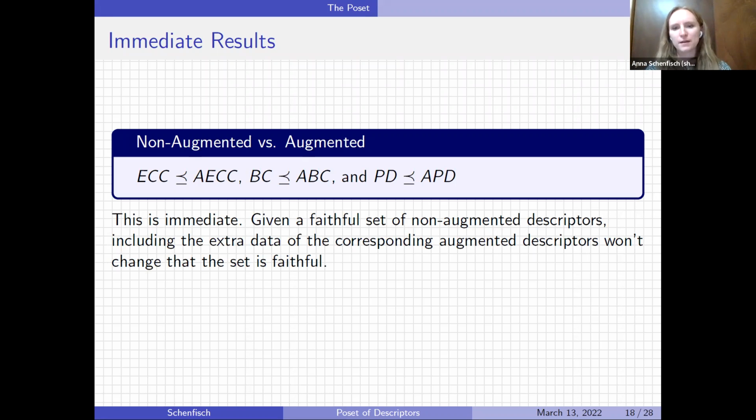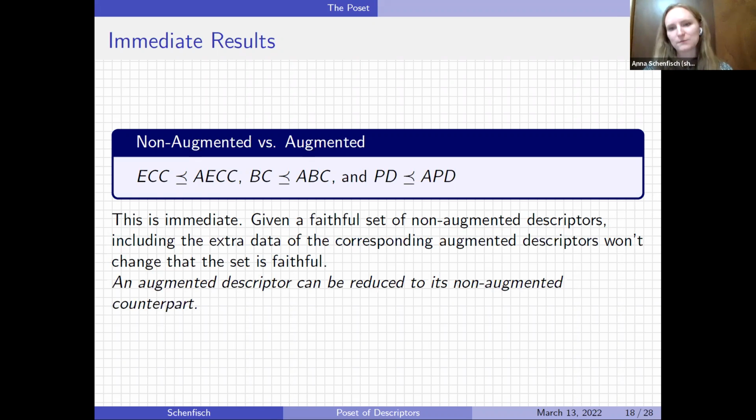If you have a faithful set of non-augmented descriptors, and then you add in the extra data of the augmentation, adding extra information isn't going to make the results any sort of less informative, right? So you can think of it as like a forgetful functor from augmented to non-augmented. You have this sort of reduction from something that's more powerful to something that's less powerful. Okay. Yeah, it can be reduced to its non-augmented counterpart.